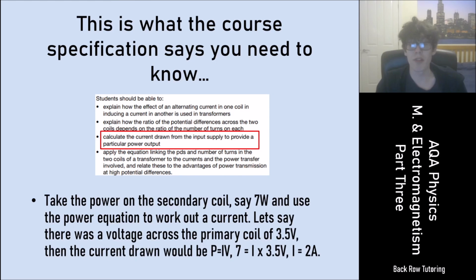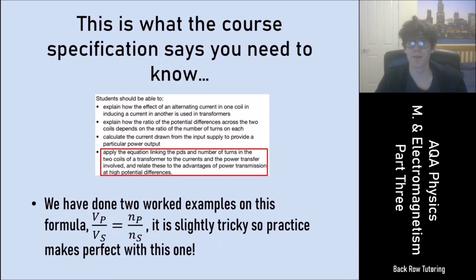Calculate the current drawn from the input supply to provide a particular power output. Well, that's just the power equation, right? Take the power on the secondary coil, say 7 watts, and use the power equation to work out the current. Let's say there was a voltage across the primary coil of 3.5 volts. Then the current drawn would be P equals IV. We know power is 7 watts, so we need to divide both sides by 3.5. 7 divided by 3.5 is 2 amps. So that's just the power equation.